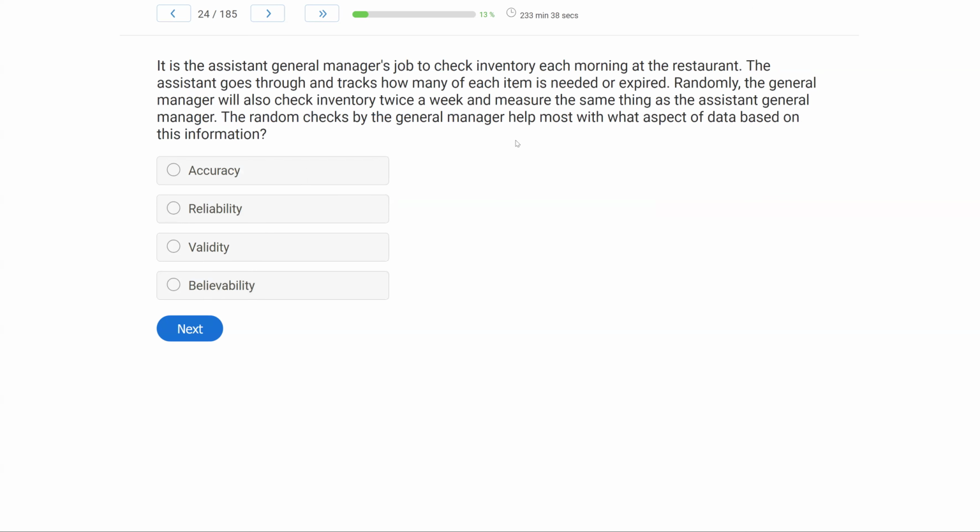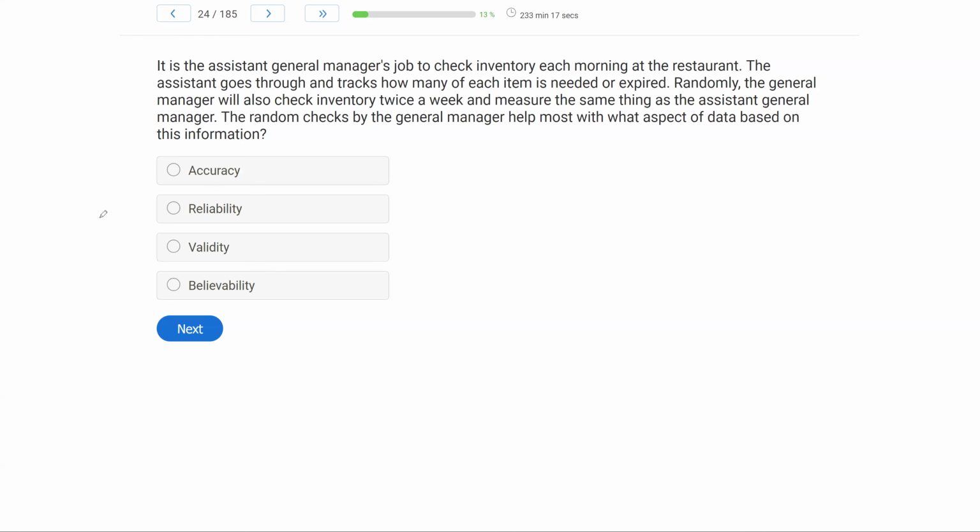It is the assistant general manager's job to check inventory each morning at the restaurant. The assistant goes through and tracks how many of each item is needed or expired. Randomly, the general manager will also check inventory twice a week and measure the same thing as the assistant general manager. The random checks by the general manager help most with what aspect of data based on this information?